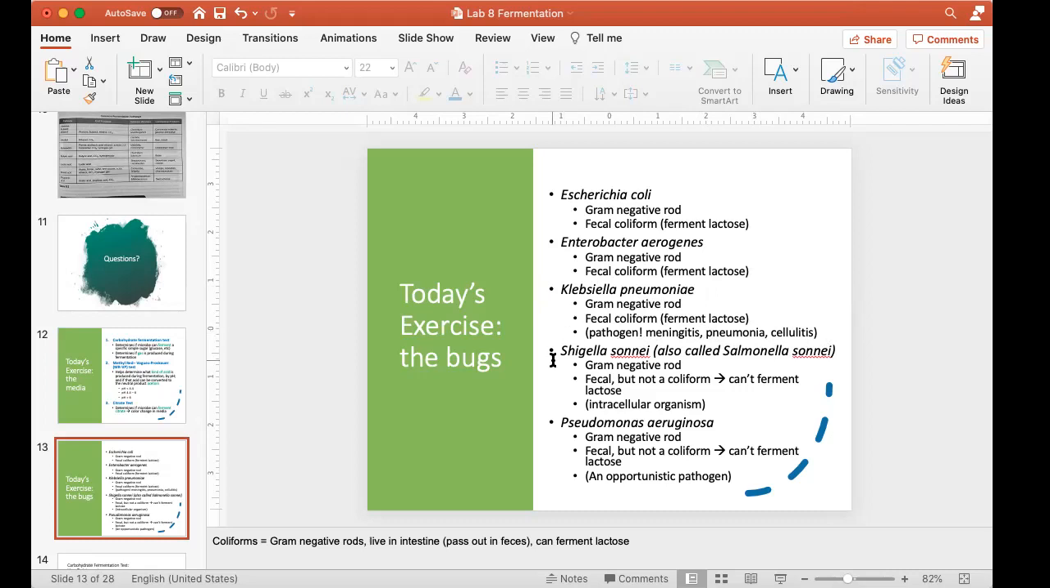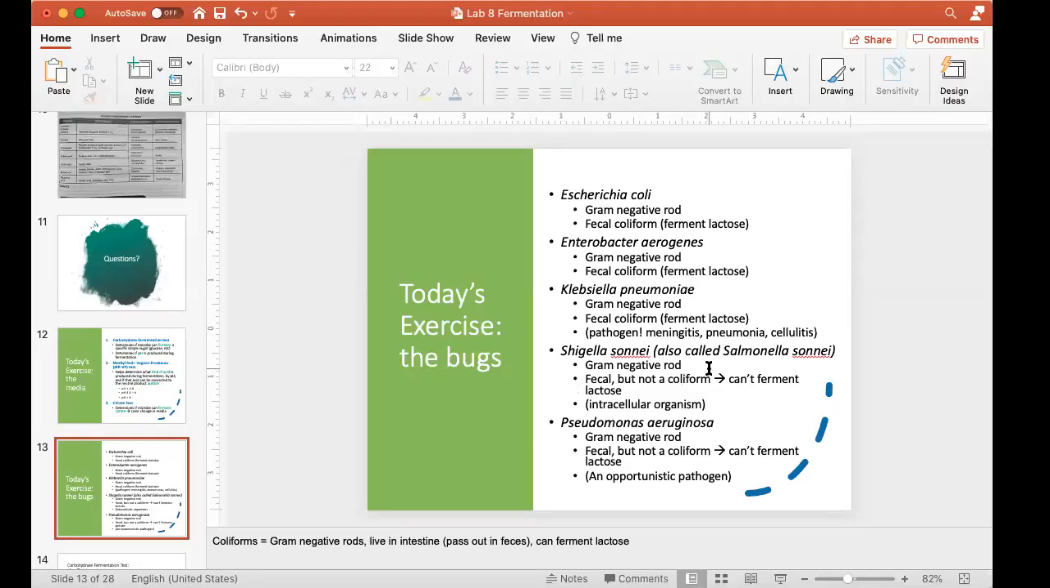Now, next on the list is an organism called Shigella sonnei. That's how you say that species name. Shigella sonnei, you will sometimes see referred to as Salmonella sonnei. These are the same organism. It's just that it has undergone a name change. In fact, it's undergone a couple of name changes in my professional life. Scientists are always trying to reclassify things. Drives the rest of us crazy.